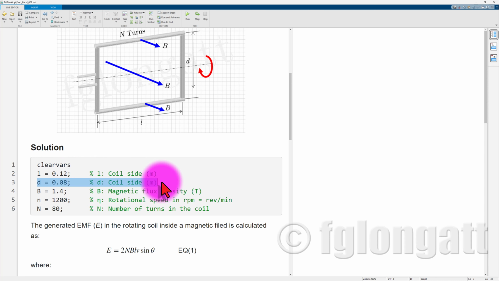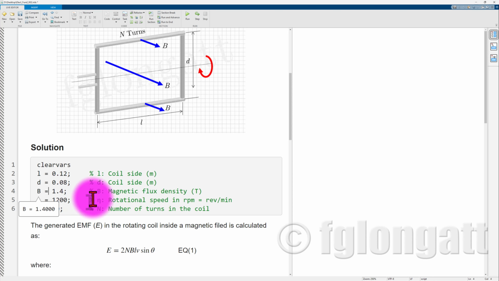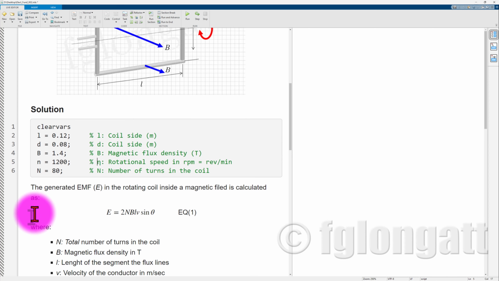And over here you can see the same. Now we are using 8 centimeters. When we are talking about meters, this is 0.08. The magnetic flux density, you can see, is 1.4 Tesla. The rotational speed in RPM is 1200, and the number of turns is 80.